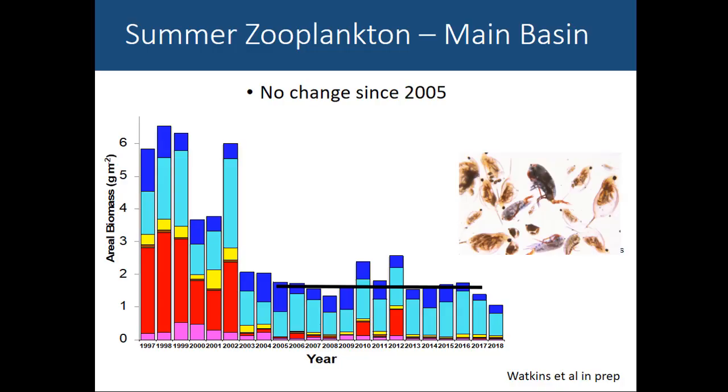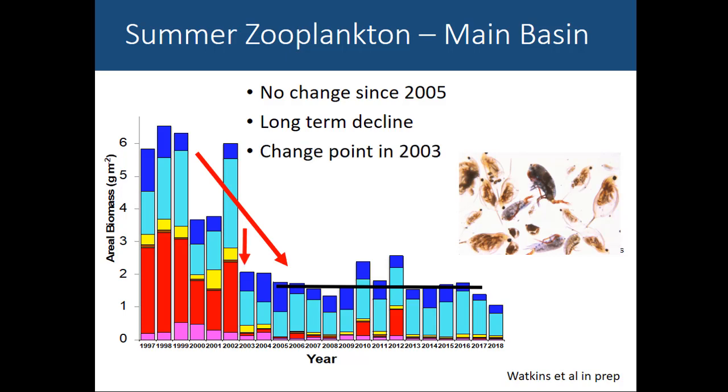So some data on summer zooplankton. There has been no change in summer zooplankton over this time period. So this is consistent with no change in water clarity, no change in chlorophyll and biomass of phytoplankton in the summertime. But we do have a long-term decline, and certainly a very dramatic change here in 2003 when we lost the Daphnia. The other species are still there.